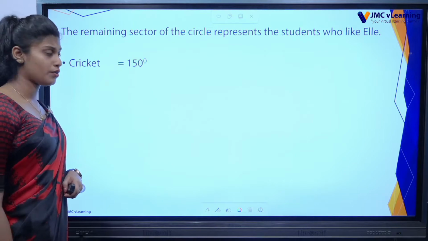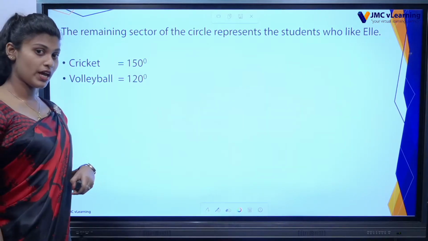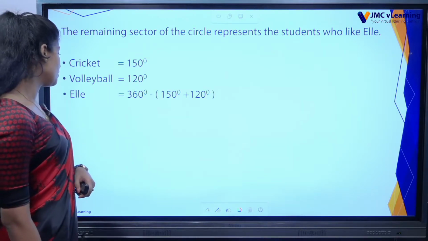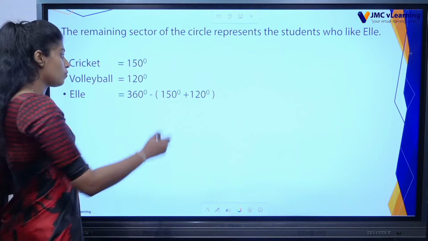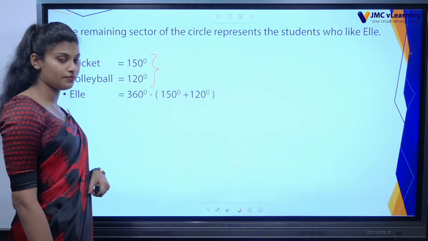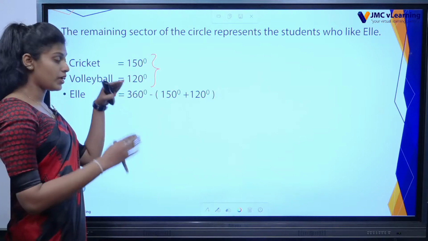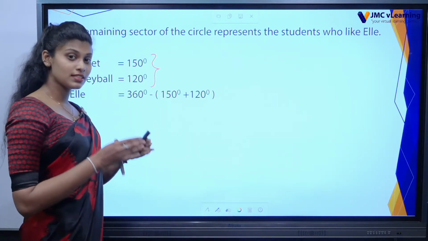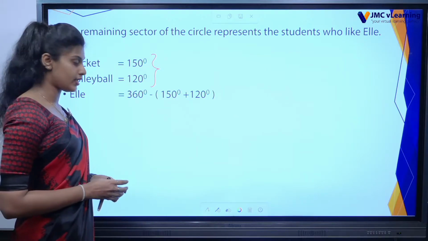For cricket we have found it is 150 degrees. Volleyball also we have found it is 120 degrees. Now we have to find the magnitude of LA. First you have to add these two, then subtract it from 360. Why? Because when we add all of them, it equals 360, because this is a pie chart. The pie chart shows the whole number of data.